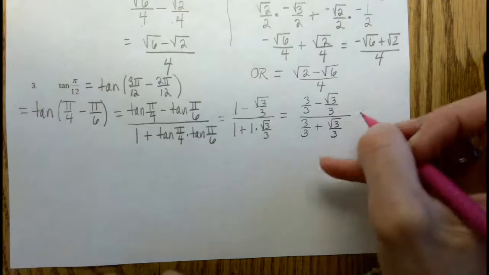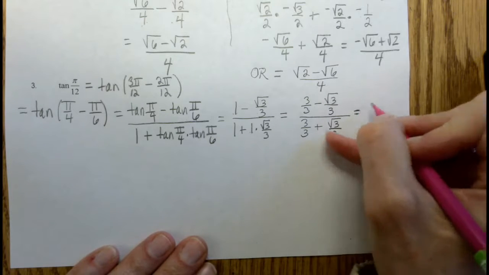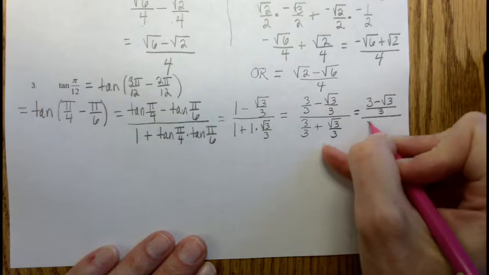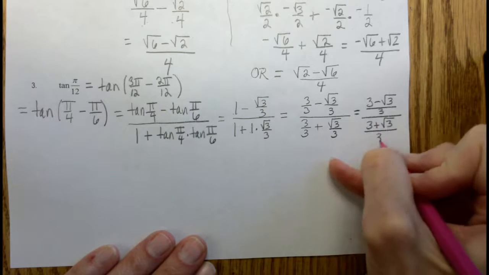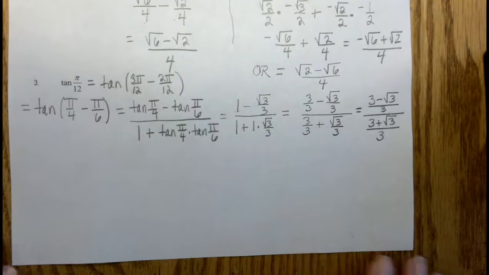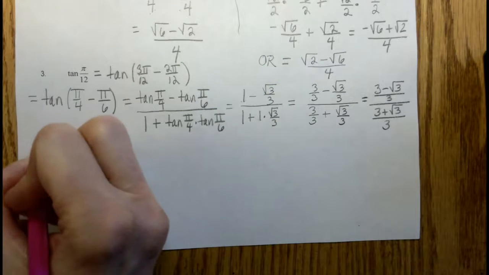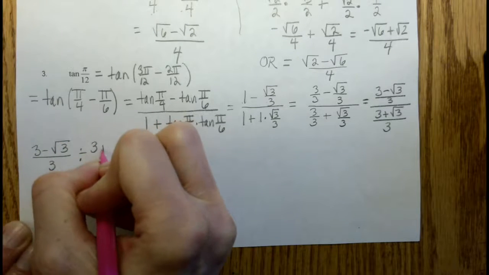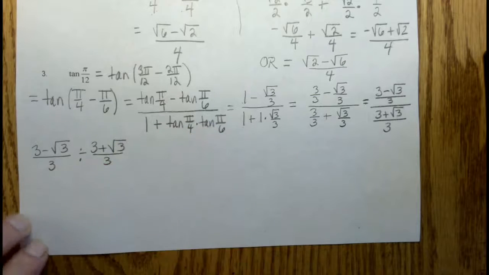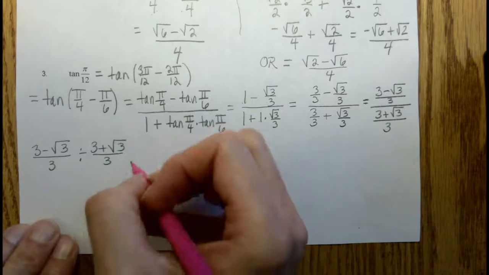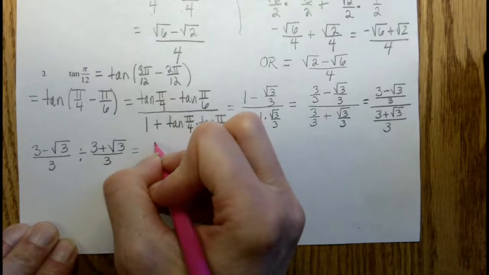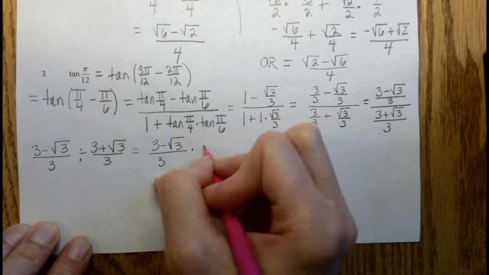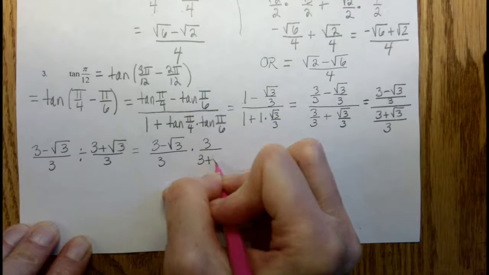So now, when we write it in a more workable format, we get 3 minus the square root of 3 over 3, and we have 3 plus the square root of 3 over 3. And I'm going to go old school version here because we're dividing. So 3 minus the square root of 3 over 3 divided by 3 plus the square root of 3 over 3. When dividing, don't ask why, flip the second one and multiply. So this becomes 3 minus the square root of 3 over 3 times 3 over 3 plus the square root of 3.